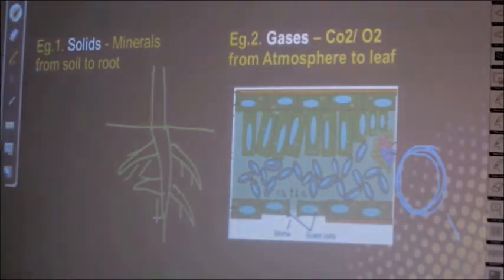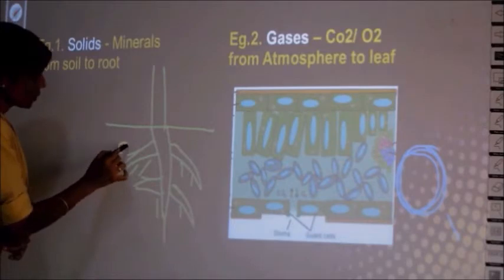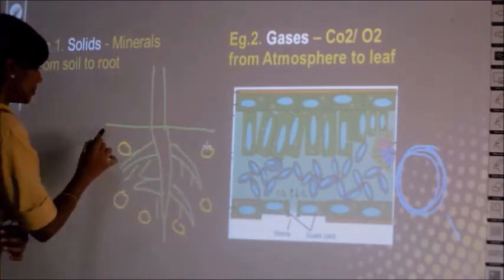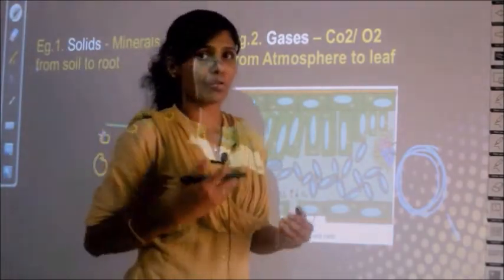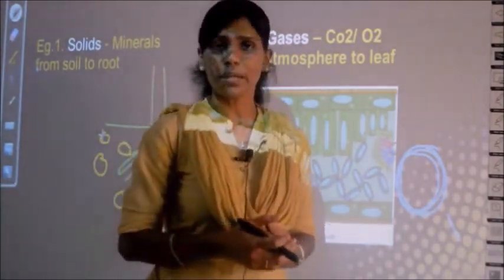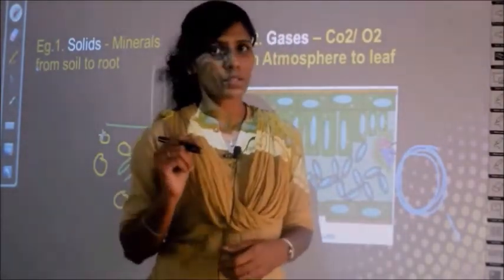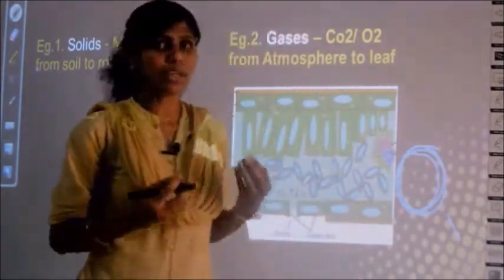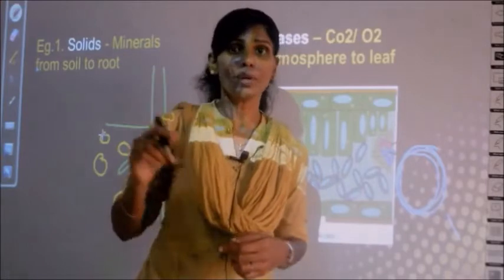Now I will draw two particles. The first one will be minerals. So these are all minerals. What are minerals? Minerals are like phosphorus, calcium, nitrogen, potassium, these are all minerals. Do plants need minerals? Yes, they need minerals. So how do they get them? Either artificially we add manure or fertilizer to the plant, or naturally you can find these minerals in the soil.